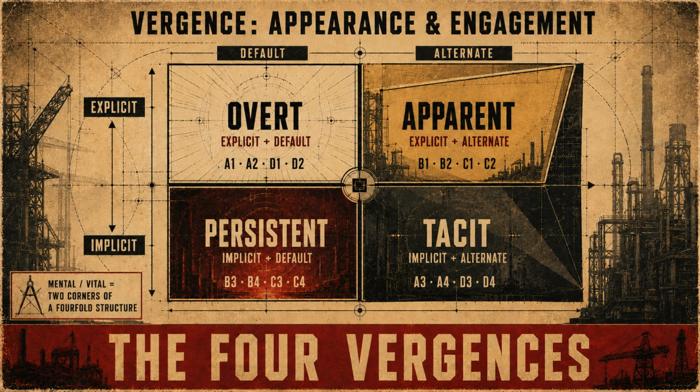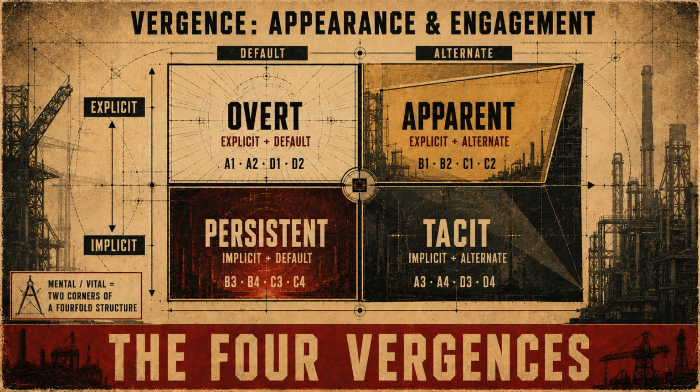Vergence is built from two questions. First, is the information explicit or implicit? Does it stand clearly in awareness, or does it remain beneath the surface? Second, is it engaged by default or only as an alternative? Does the psyche naturally turn to it, or does it require a shift, a pivot away from the usual mode? Cross those two questions and the two old rings become four positions in a deeper map: explicit and default, overt; explicit but alternate, apparent; implicit but default, persistent; implicit and alternate, tacit.